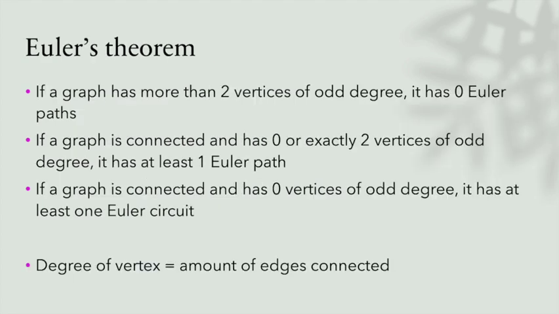So Euler's theorem is a theorem described by Euler to categorize these graphs and identify their suitability for Euler paths. If a graph has more than two vertices of odd degree, it will have 0 Euler paths. If a graph is connected and has 0 or exactly two vertices of odd degree, it will have at least one Euler path. And if a graph is connected and has 0 vertices of odd degree, it will have at least one Euler circuit.